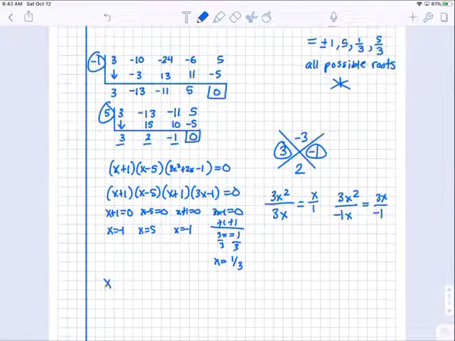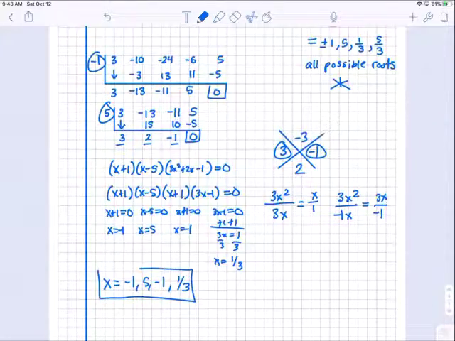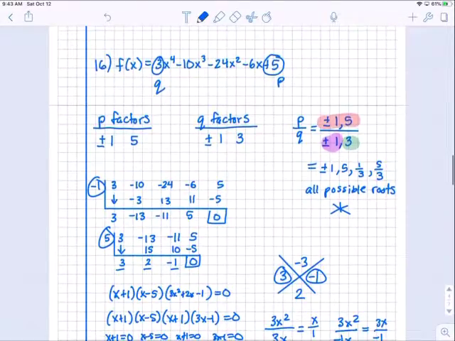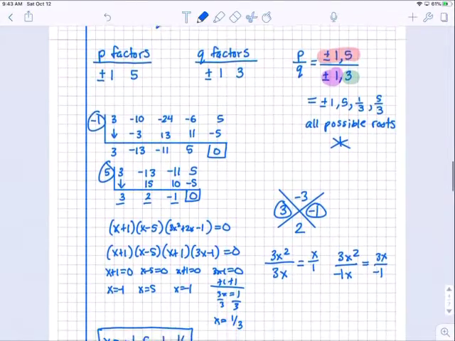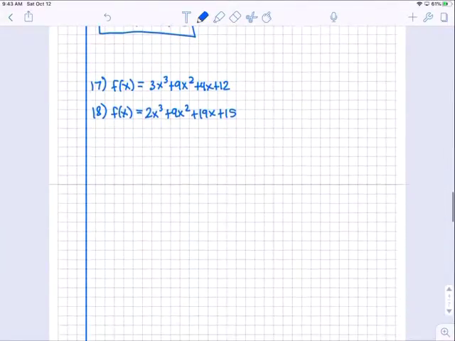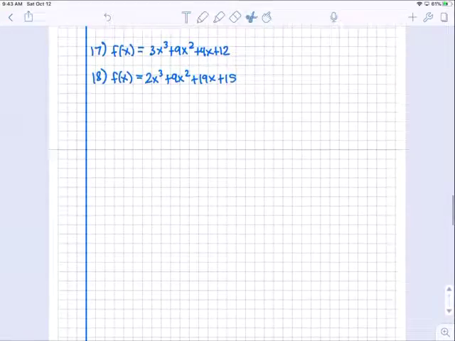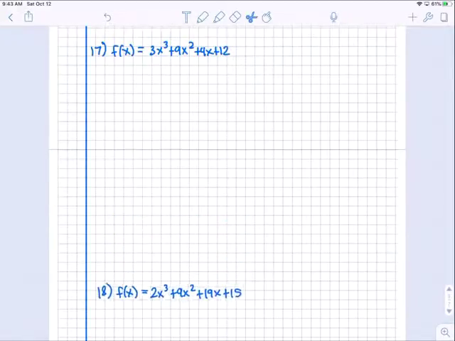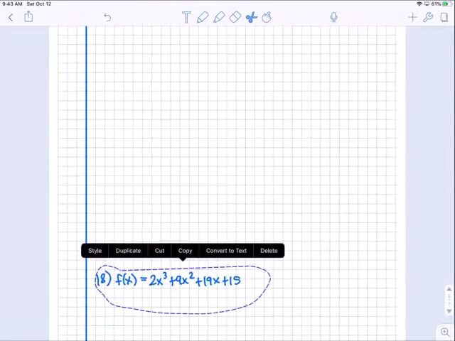So, negative 1, 5, negative 1, and 1/3. And there's your answer for number 16 on the homework, I believe. Now let's take a look at 17. Here are some strategies for when you do number 17. I'll get to that soon, but first we still have to find our P list and our Q list.